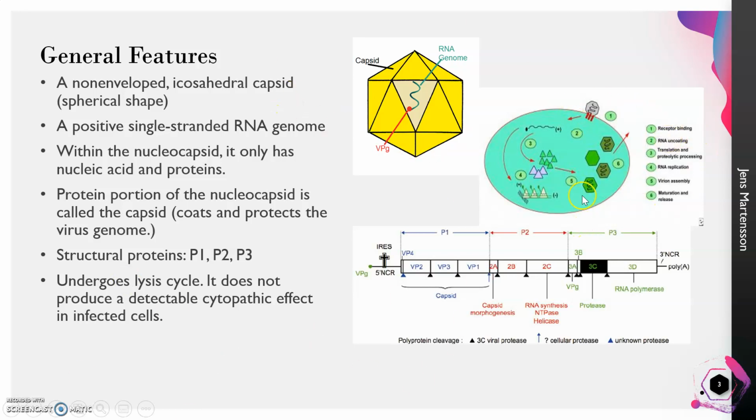As you can see here in this picture, this is how the virus goes into the host. It starts binding, and then the second part, the RNA starts uncoating, and the next stage is the translation, and then with the fourth, replication of the RNA. The fifth one is the virion assembly, and then the sixth and final stage is the maturation and release.